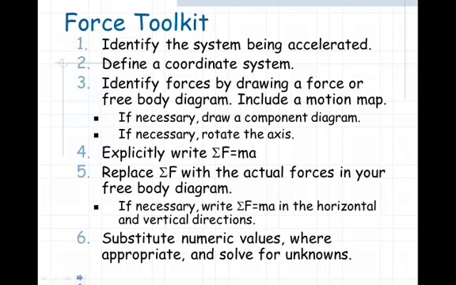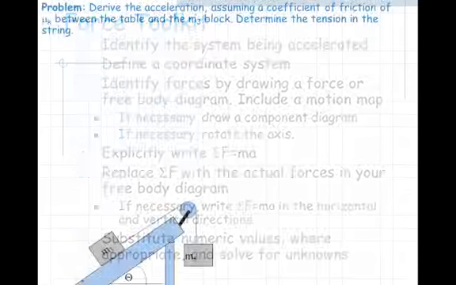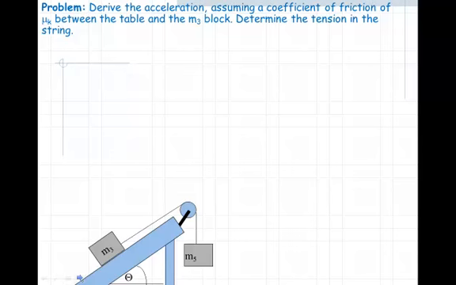This is an application of the Force Toolkit to magic pulleys and pulley systems. So we have to remember all of the steps of our Force Toolkit because we will apply them to this new scenario. In this problem, it says to derive the acceleration, assuming a coefficient of friction of mu sub k between the table and the M3 block. Determine the tension in the string.